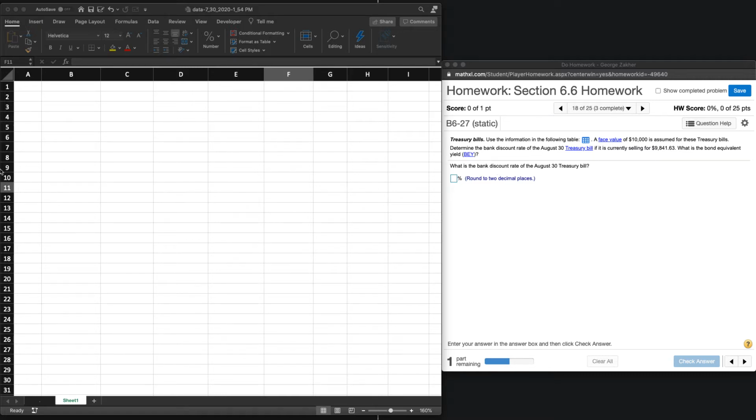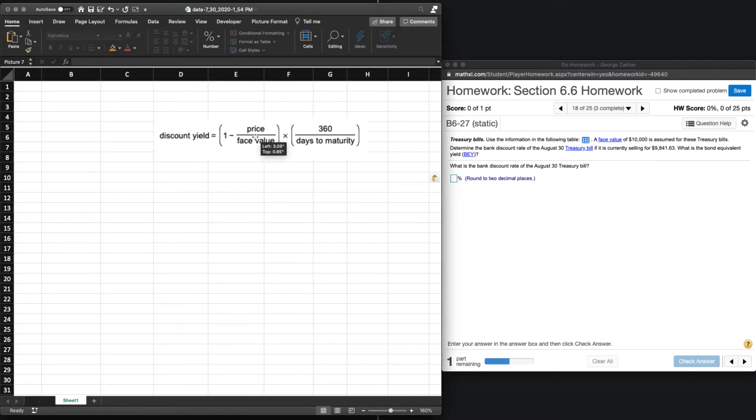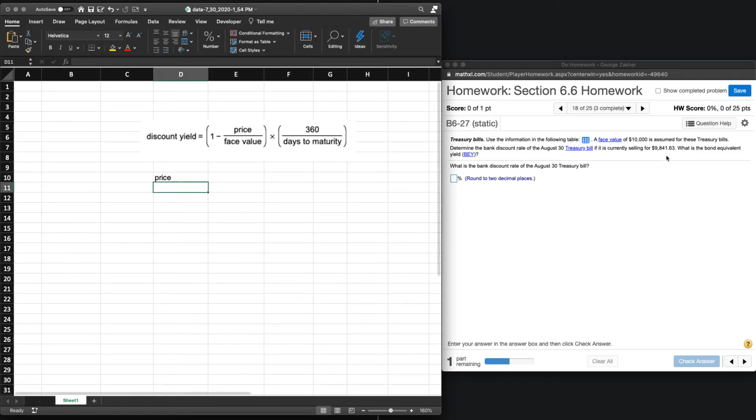our bond equivalent yield. So let's take a look at our equation, or one of our equations that will help us with this process. So discount yield is equal to 1 minus price over face value times 360 divided by days of maturity. So the question is, what is our price? Well, our current selling price is about $9,841 and some change. Face value is that future value, or when the bond matures, hopefully it's going to be $10,000.